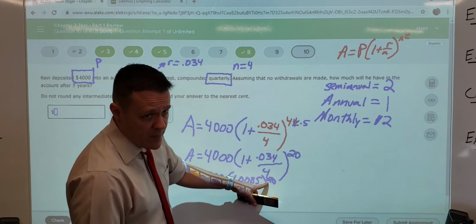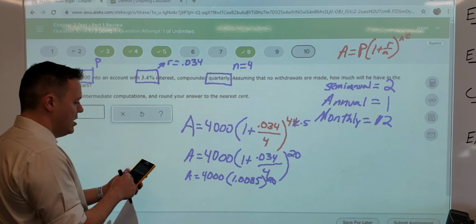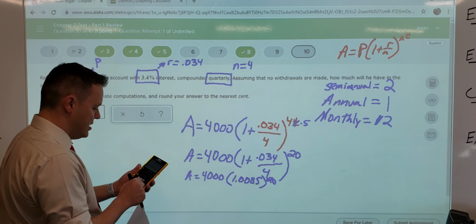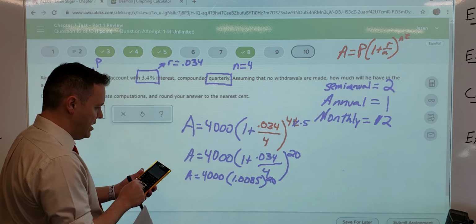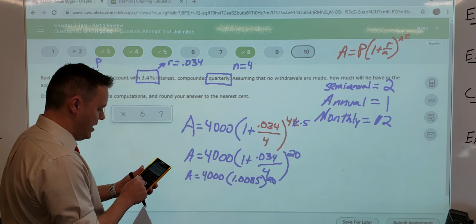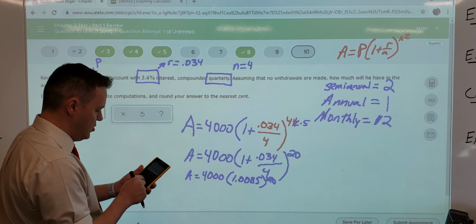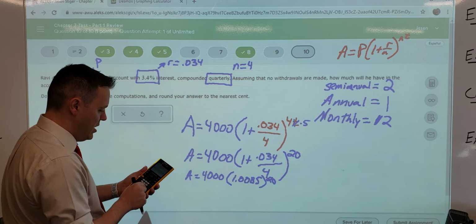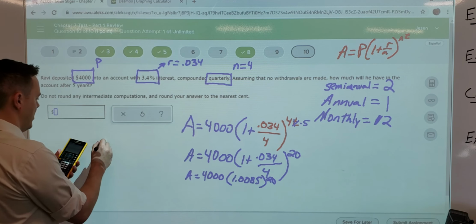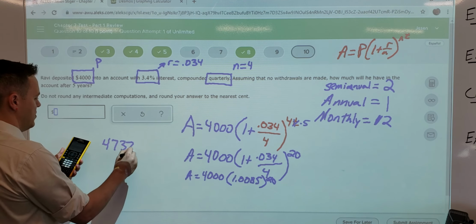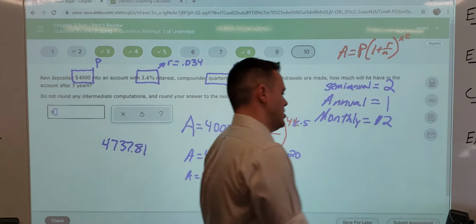If I go to the 20 power on there and I put this into a calculator, I will actually get, so 4,000, and then I put a bracket around it, 1.0085, and then that would be to the 20 power. If I hit enter, I actually come up with 4737.81. So I want to actually see if this works.